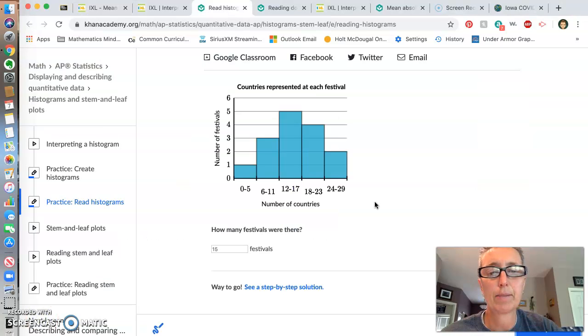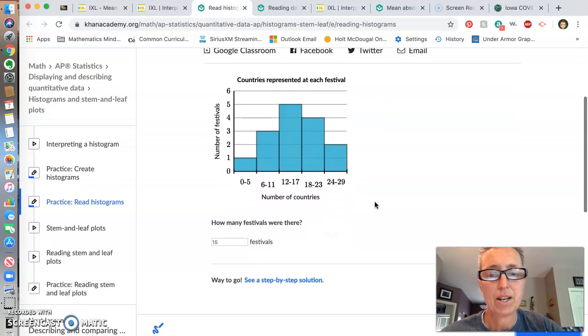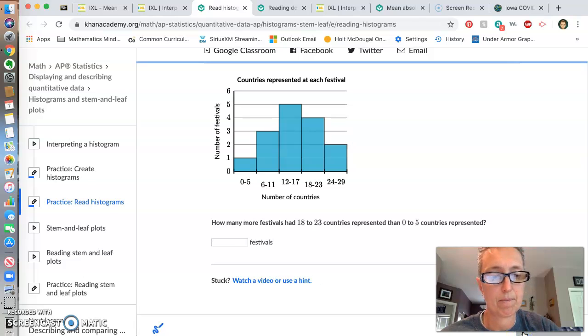Here is the Khan Academy link on histograms, reading histograms. And this one is countries represented at each festival. You might notice that I've already answered it, but that's okay. It says, how many festivals were there? Well, these are all the ranges, so we have to actually add up everything that these bars represent. So here's a 1 plus 3 is 4, plus 5 is 9, plus 4 is 13, plus 2 more is 15. So there are 15 festivals represented in that histogram.